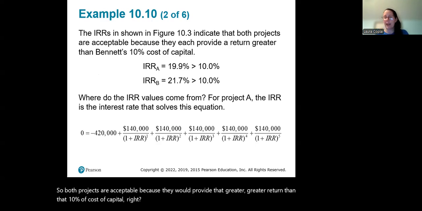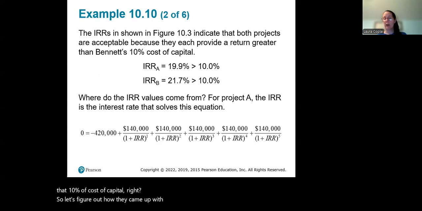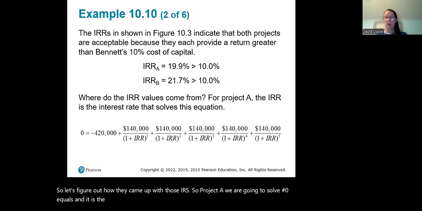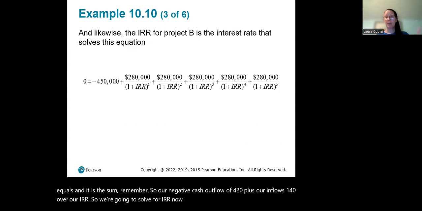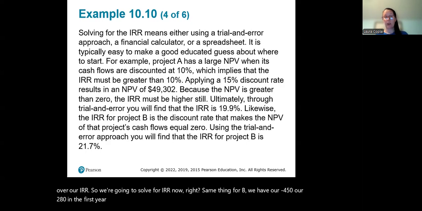So let's figure out how they came up with those IRRs. So project A, we are going to solve. Remember, 0 equals, and it is the sum, remember? So our negative cash outflow of 420 plus our inflows, 140 over our IRR. So we're going to solve for IRR now, right? Same thing for B. We have our negative 450, our 280 in the first year, second year, third year, fourth year, so on. So we're going to either use a trial and error approach, a financial calculator, or a spreadsheet, like I said.